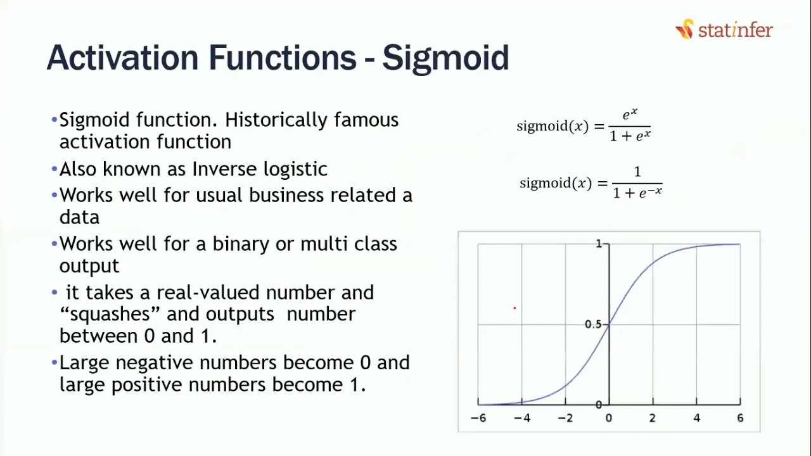For classification, we use the sigmoid function. I think we know the story of the sigmoid function or the logistic function, e power x by 1 plus e power x. Sigmoid can be written as 1 by 1 plus e power minus x. Both are one and the same. It looks like an S curve. Now, there is a different function which looks like this.